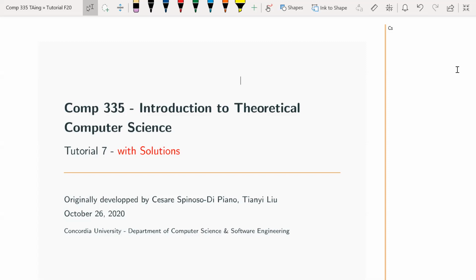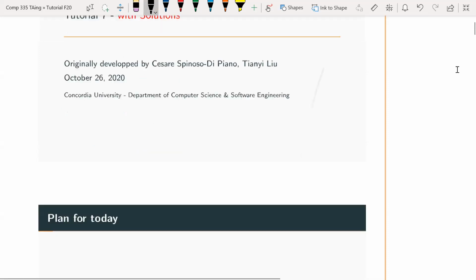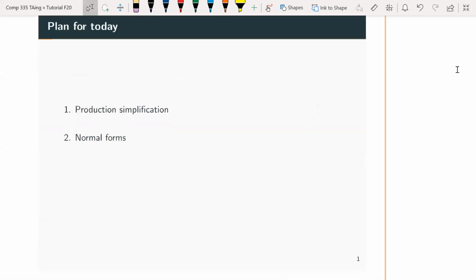So welcome back to your Comp 335 tutorial. This is your 7th tutorial. In this tutorial, we're going to be continuing to look at context-free grammars, and specifically, if you're given a context-free grammar G, you want to somehow simplify your context-free grammar. And we're going to see in a minute what we mean by simplification. And once we simplify the context-free grammar G, then we can look at something that's called a normal form.